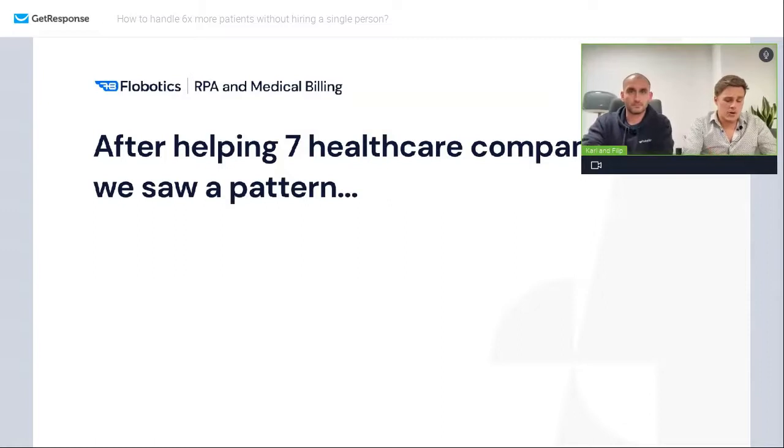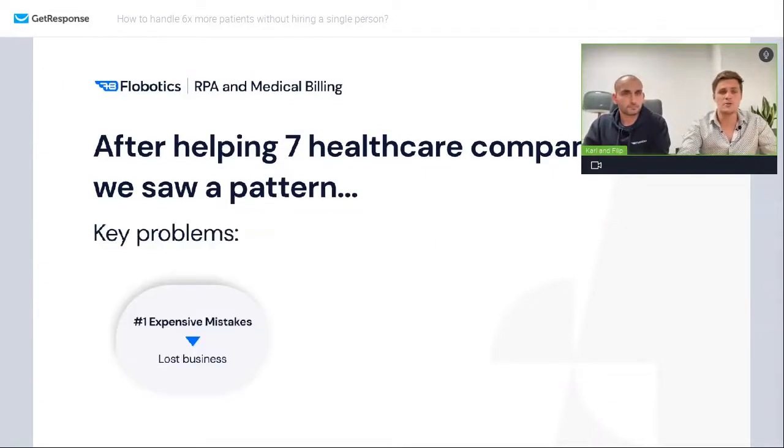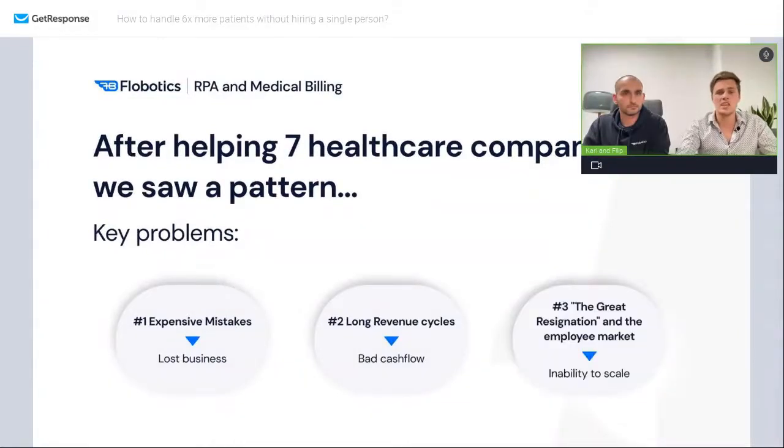Well, there are problems that robots can't simply help, but after helping 7 healthcare companies, we saw a little pattern. And that's something that it's really important for us to know, because we saw there are 3 reoccurring problems. Every time the same 3 ones: expensive mistakes that lead to lost business, long revenue cycle that causes bad cash flow, and the third, the great resignation and the employee market that basically makes scaling your business impossible.